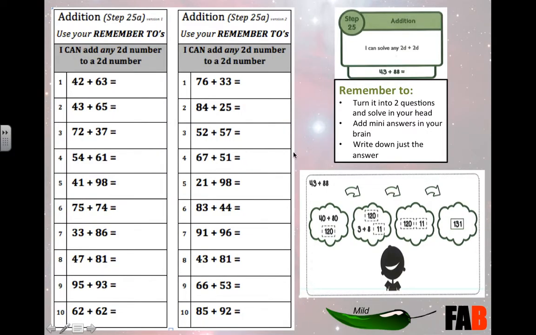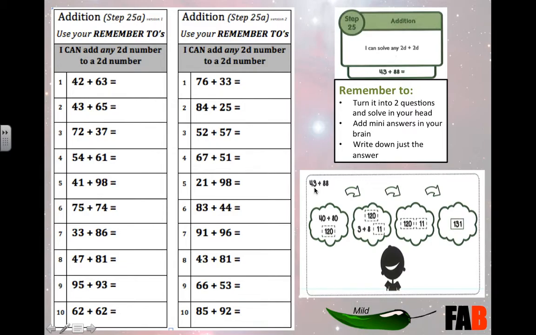Here's our first set of practice questions. These are the mild rated ones, so the easy ones. With these ones, the tens part adds up to 100 or greater, and the ones part is never bigger than 9. These are your remember-tos, so turn it into two questions in your head and solve them in your head. So I'm looking at this, I'm going 40 plus 80, 120, keep that stored in my head. I like to repeat that a few times, so 120, 120, 120.